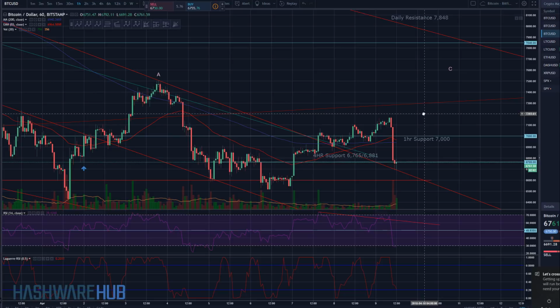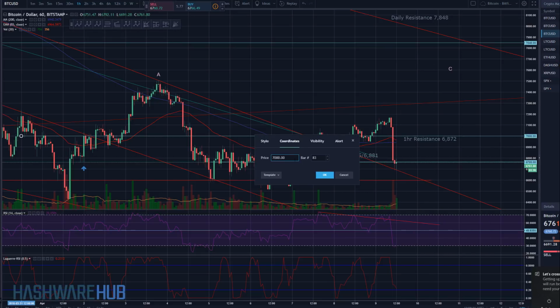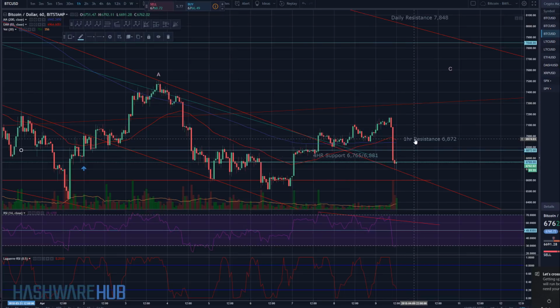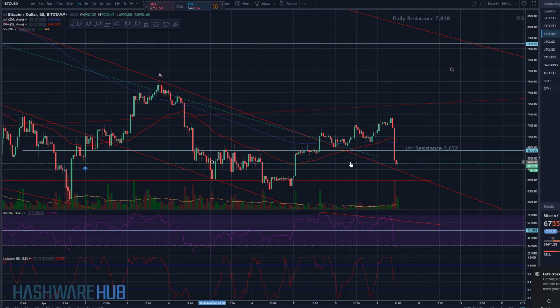We do have a resistance level. We're going to turn this 1 hour support to 1 hour resistance. One-hour resistance is going to be 6,872. Okay, so this is our 1 hour resistance now. The candle was not closed on this for that 1 hour candle right now, but I'm pretty confident in it.